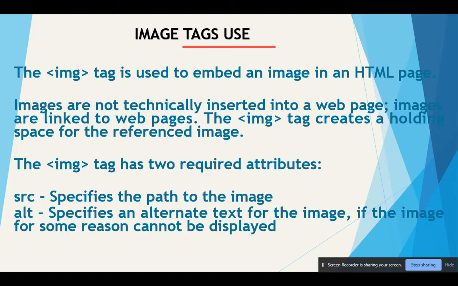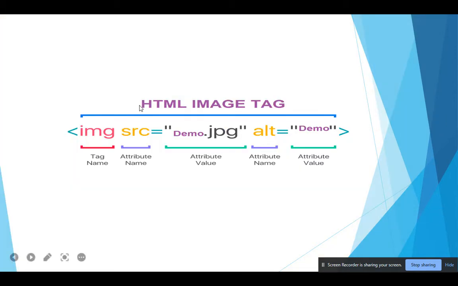I hope you guys understand it, and if you don't, don't worry, I will give you a practical demo. So this is our image tag and how we can use it. Here firstly I open the tag and write img, src is the attribute name, and it is equal to demo.jpg. JPG is the extension of the image.